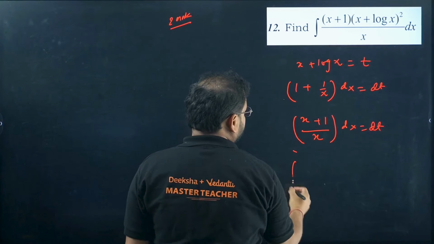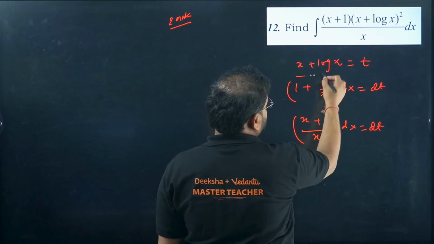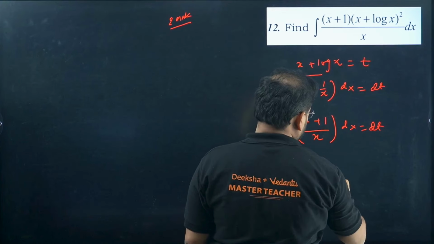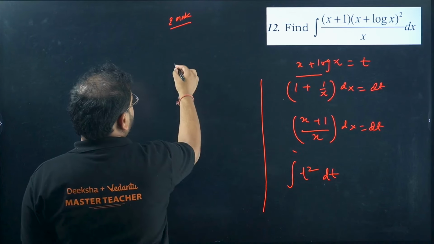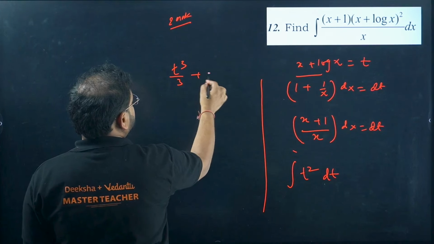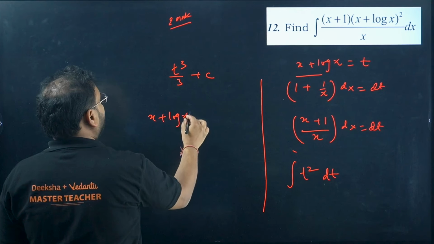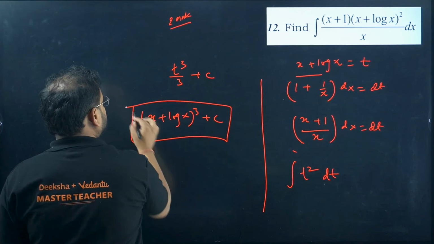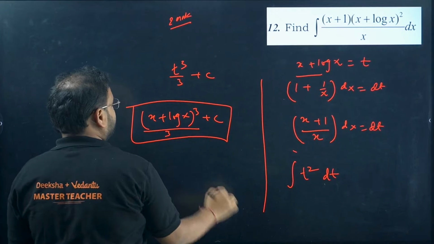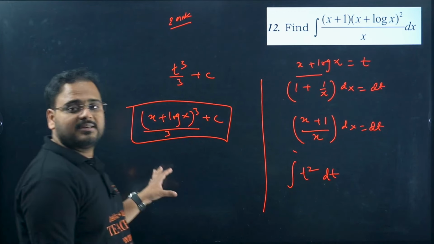That becomes what? This becomes t square. This is t, right? So t square, this whole thing is dt. Yeah, this is 2 marker only. What is my answer? T cube by 3 plus c. What is t cube? X plus log of x the power 3 plus c. This right here is my final answer. Divide by 3 actually. Divide by 3. Please check. Decent. No problem.